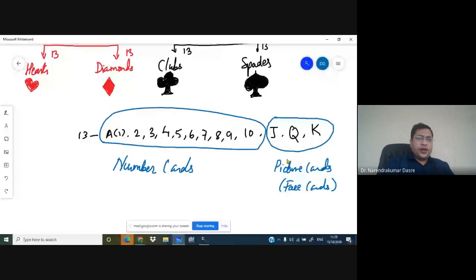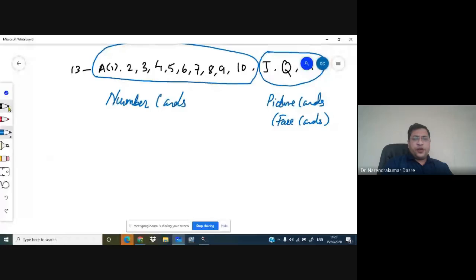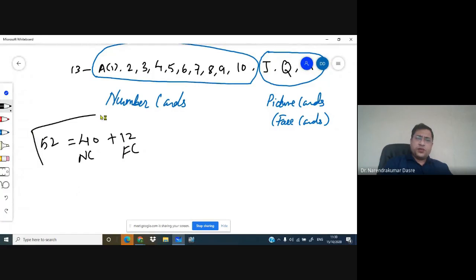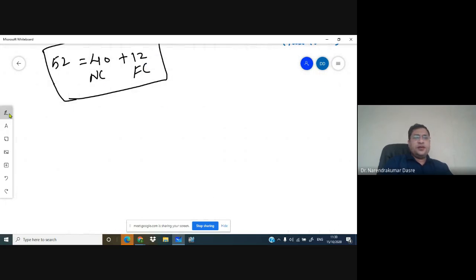So if I consider the 52 cards, then I have 40 plus 12. These are the number cards and these are the face cards. So this way we have a pack of 52 cards. These are the basic things. And now we know another game, as I said, coin tossing.